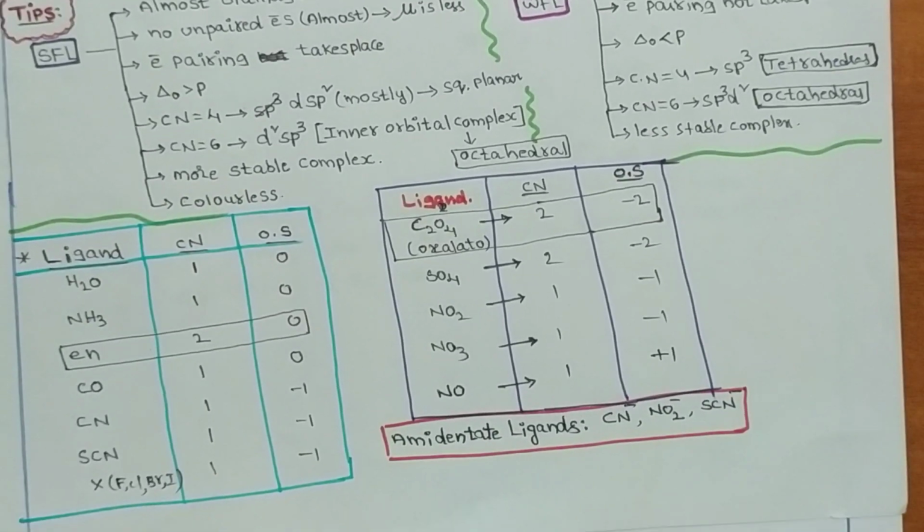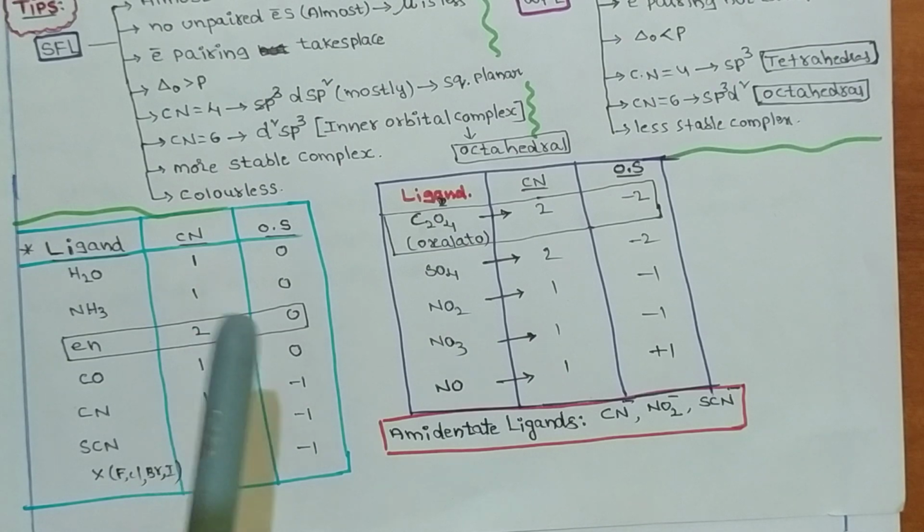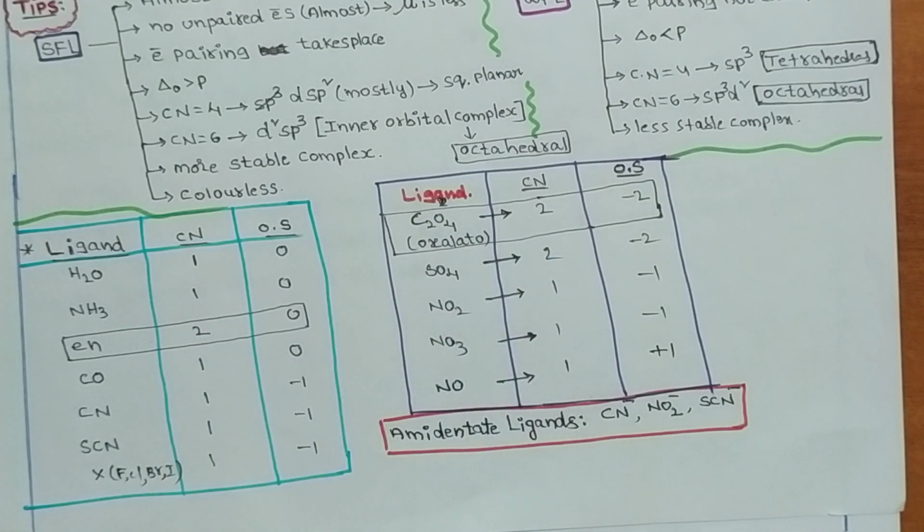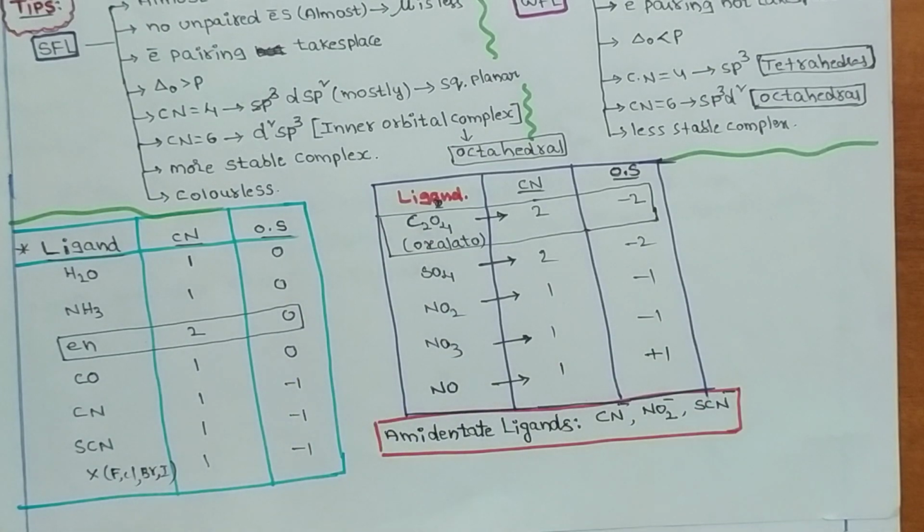Next, this table will also help you to calculate the oxidation state of the central metal atom, and to find whether the ligand is monodentate, bidentate or tridentate. We can easily guess by using this table. These are the mostly repeated ligands in the examination.